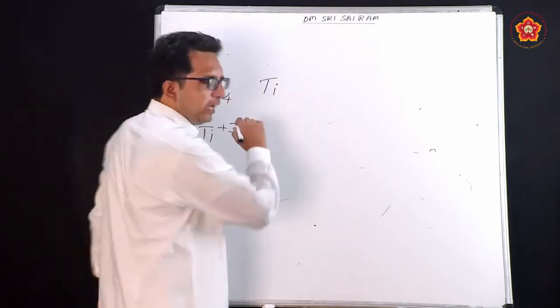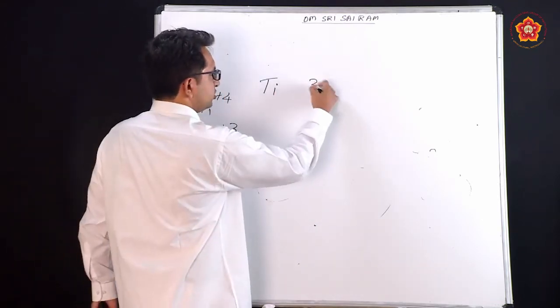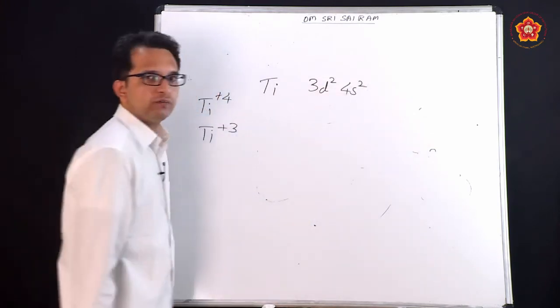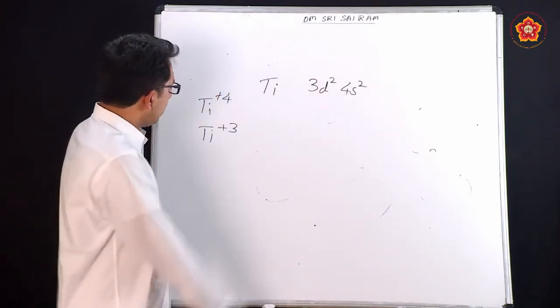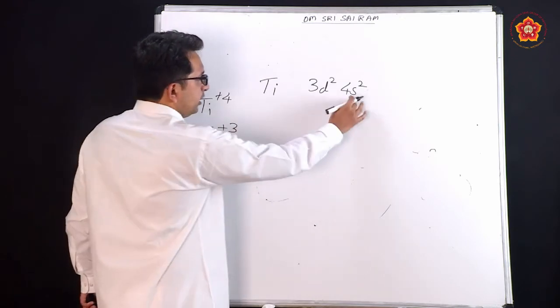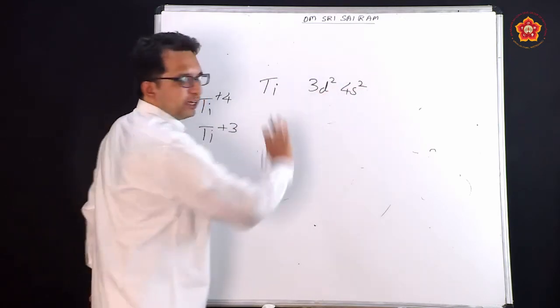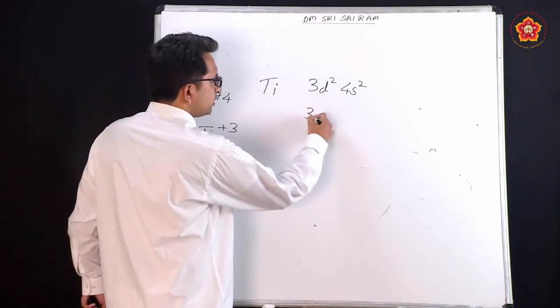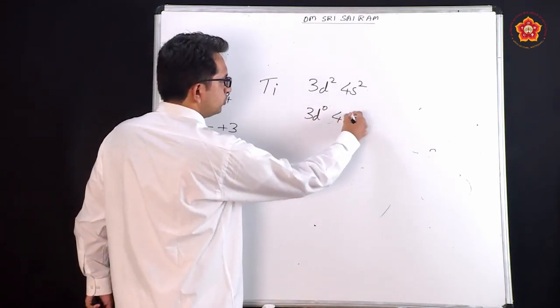So first thing, electronic configuration: it is 3d2 4s2. This is the electronic configuration of titanium. In the +4 state, titanium loses all these 4 electrons. +4 indicates removal of 4 electrons. So this becomes 3d0 4s0.